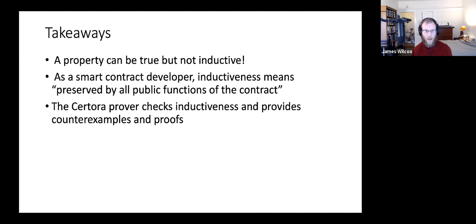So the way to think about inductiveness from a smart contract perspective: what are the edges in our graph? They're basically the different transactions that might happen on chain when people call into the contract. So the way I think about it is, inductiveness means that your property is preserved by all the public functions that are available in your contract. And that's how our invariant feature works in the Certora prover. It reasons inductively, and that means that it has pros and cons.